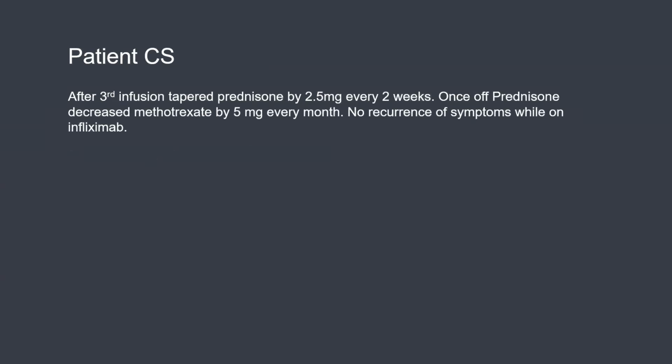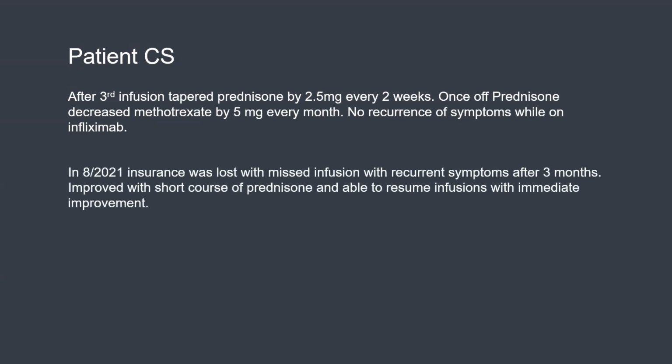Going to my patient, after his 3rd infusion, we started decreasing the prednisone 2.5 milligrams every 2 weeks. Once he was off the prednisone, we started taking off the methotrexate 5 milligrams every month. I would say my practice has changed now. I'll probably just take off the methotrexate. I don't really have that much concern about tapering it off, just given the half-life.